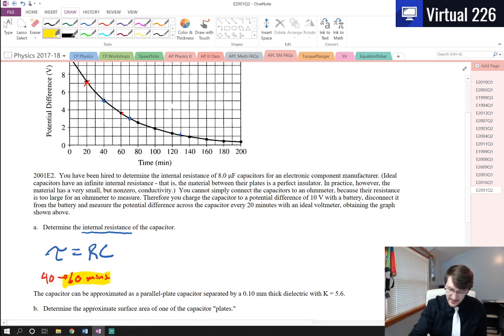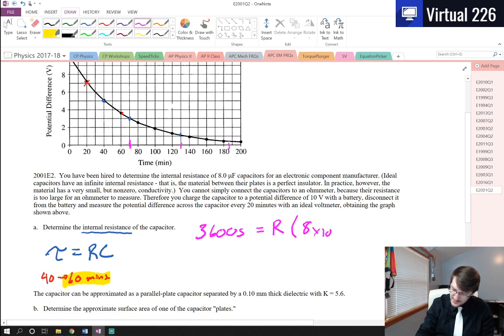I'm just going to take the high end of things because from here to here is 60 as is. And then 1.25 to 0.75 is about here. That's about 60 as well. So I'm going to just take it as 60. What I can say then is that 60 times 60 is 3,600 seconds is our half-life. That has to equal the internal resistance multiplied by the capacitance, which is just 8 times 10 to the minus 6 farads. And that's all I have to do there.